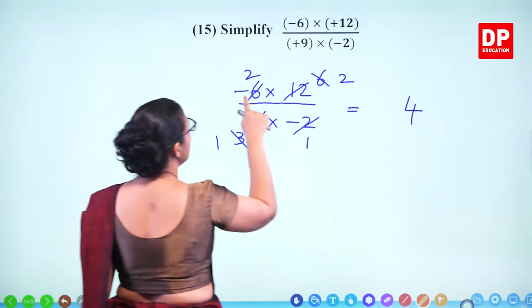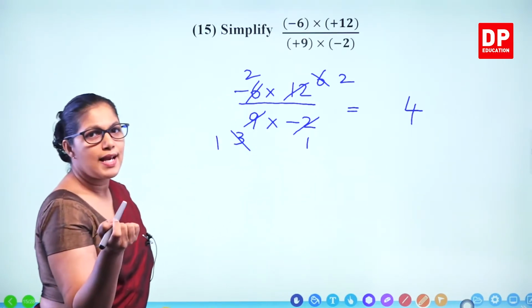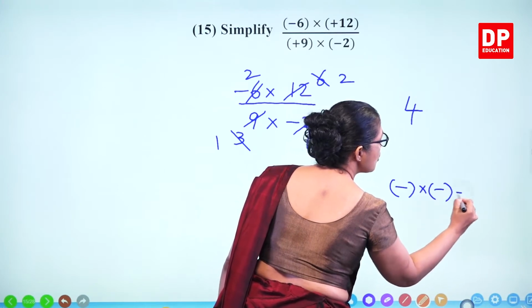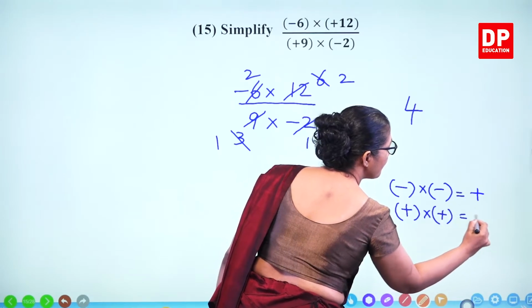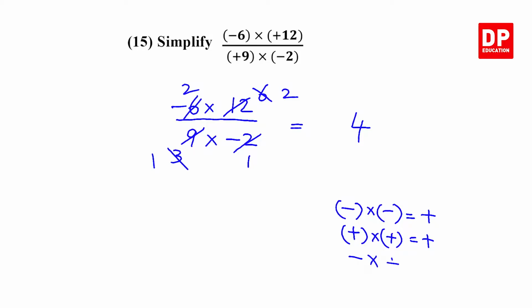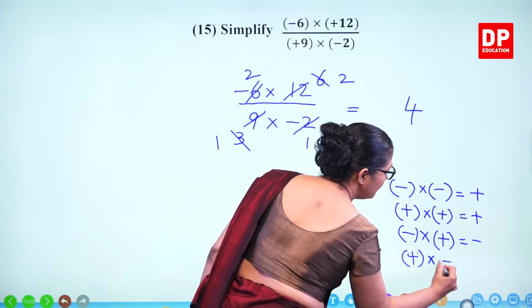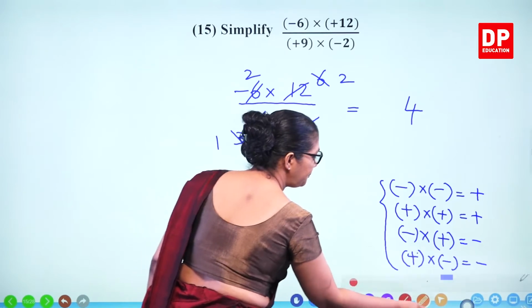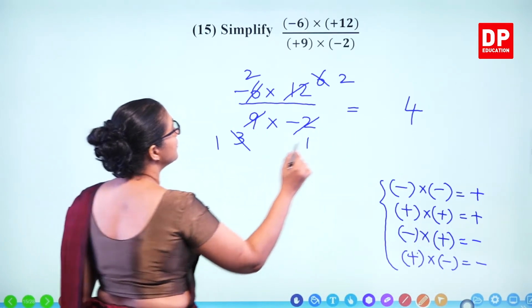What's the sign? Negative and negative becomes positive. So 4 is the answer. So can you remember? Same sign multiplication, you get positive. Different signs multiplication, you get negative. So you need to remember this. So 2 marks.